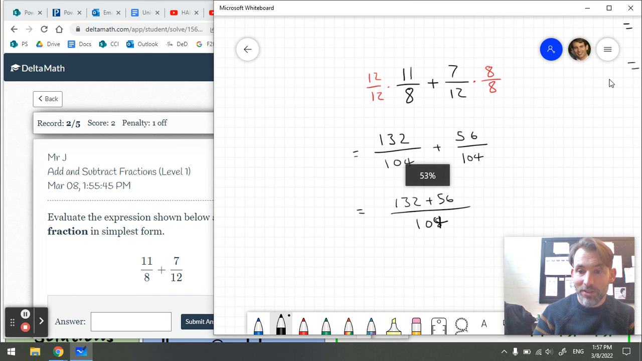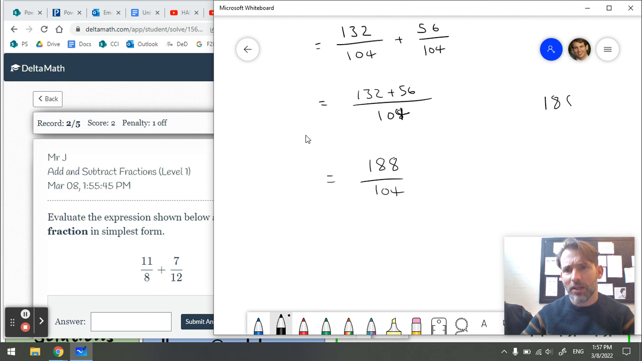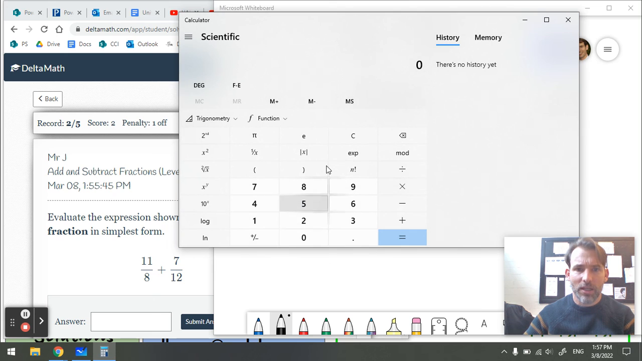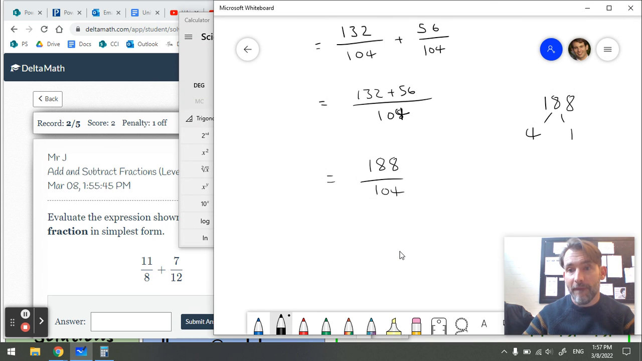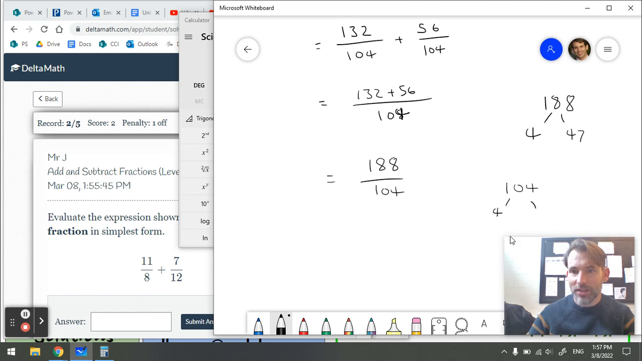188 is divisible by 4, and 104 is divisible by 4. 188 over 104. And I could use factor trees here. I could say, well, let's factor this 188. I can see that it's divisible by 4. And so I'm like, well, what is that? And then I go ahead and I open up a calculator and I say 188 divided by 4 equals 47. Okay, there we go. 47 is prime, so that's done. And I already know 104 divided by 4. I take a 4 out. Well, what do I have? Well, that would be 26.